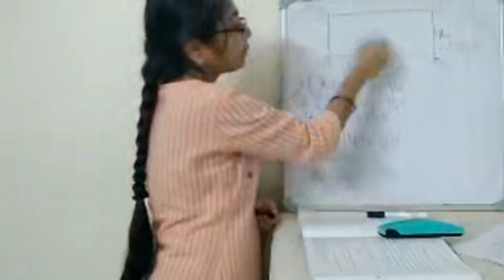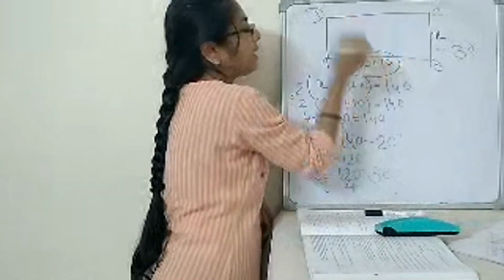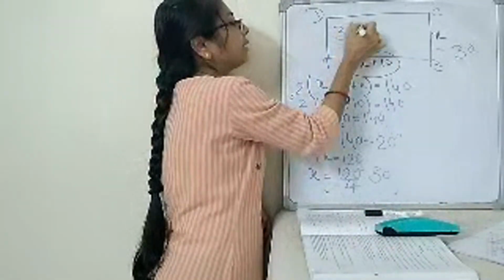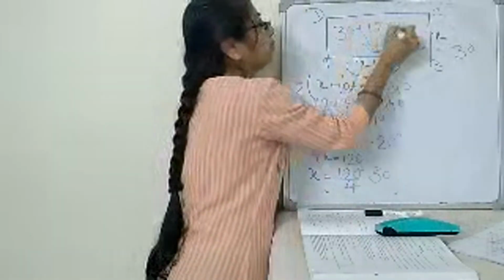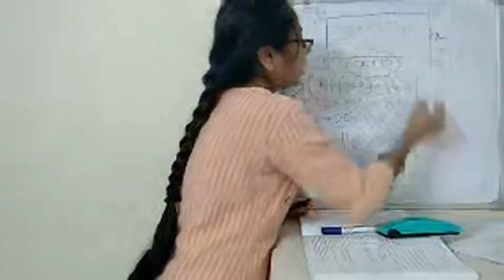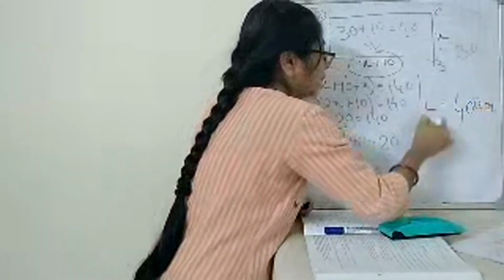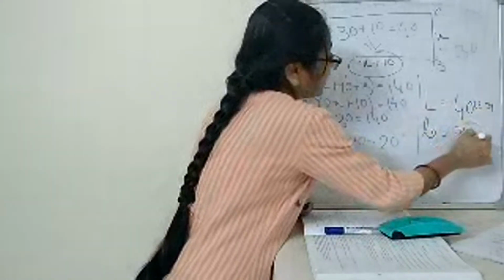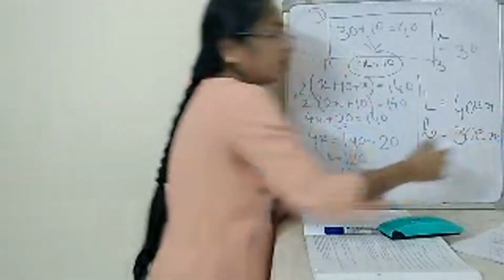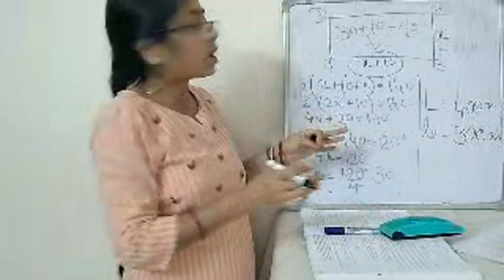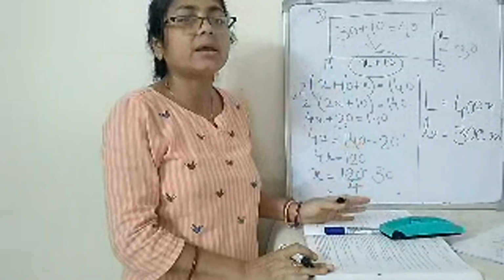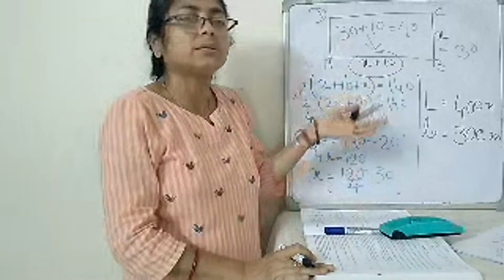Now I put the values. What is the value of x? It is 30. And I put the value here also. x is equal to 30. 30 plus 10 is equal to 40. So what is our answer? Length equal to 40 centimeter and breadth equal to 30 centimeter. Hope the students who have the doubt clear everything. If not clear, please repeat. I tell it one more time.